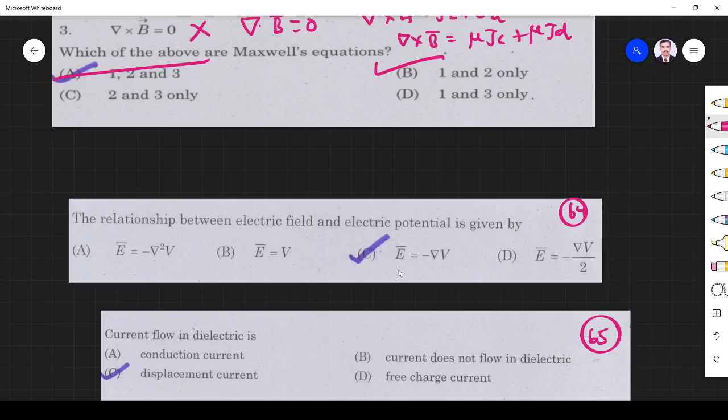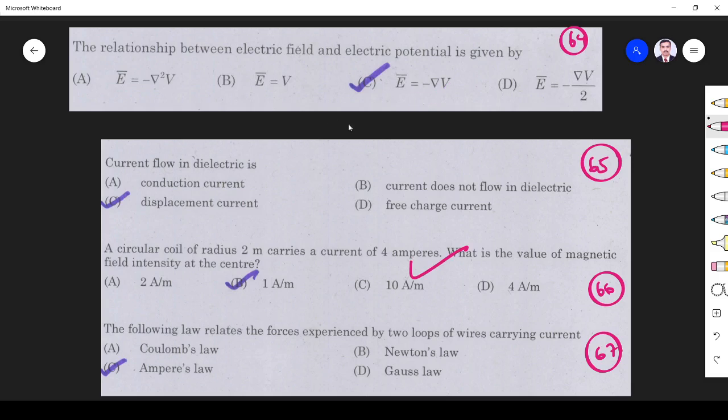Next question, the relationship between electric field and electric potential is given by E is equal to minus del V. Fine. Current flow in a dielectric is due to displacement current. Very, very important. Current flow in a conductor is due to conduction current JC. This is called conduction current. Current flow in a dielectric is due to displacement current JD. Okay.